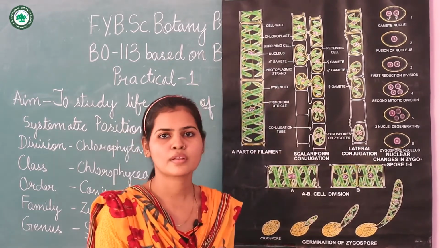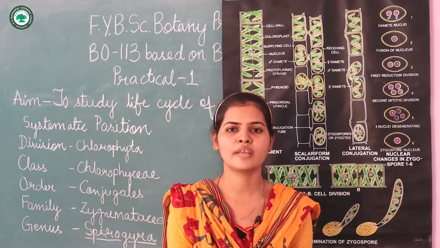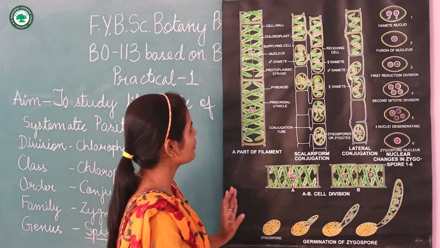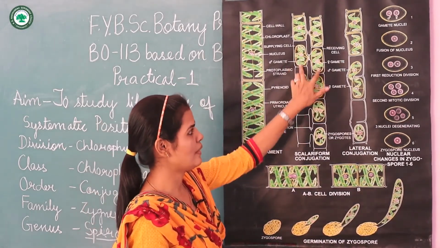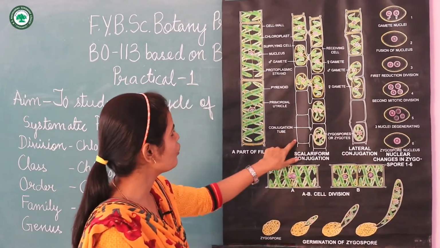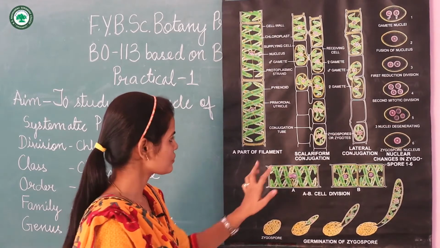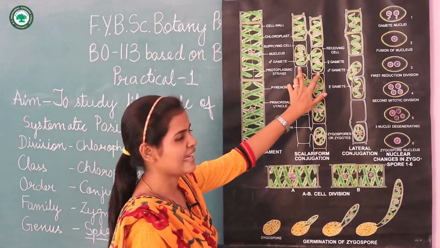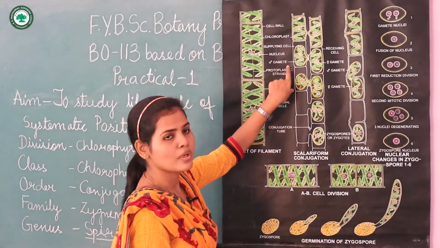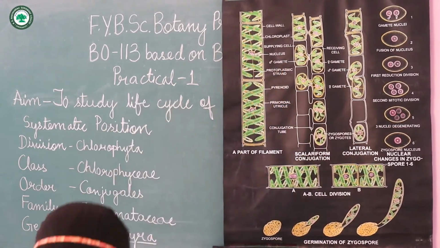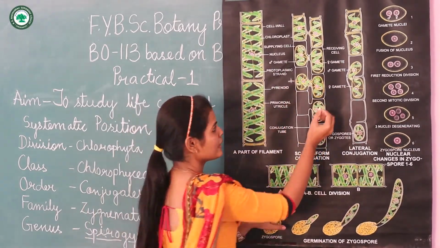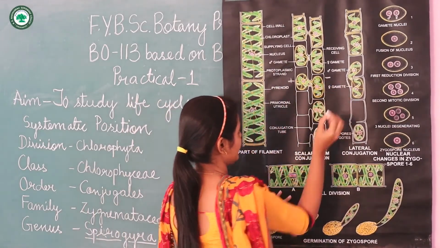Now in case of the scalariform conjugation, there will be involvement of two different filaments. Like you can see here, there are two filaments involved in the reproduction. These two filaments have different polarity, or they are of different strain. Different strain means one will be of a positive strain, and the other filament will be of a negative strain.